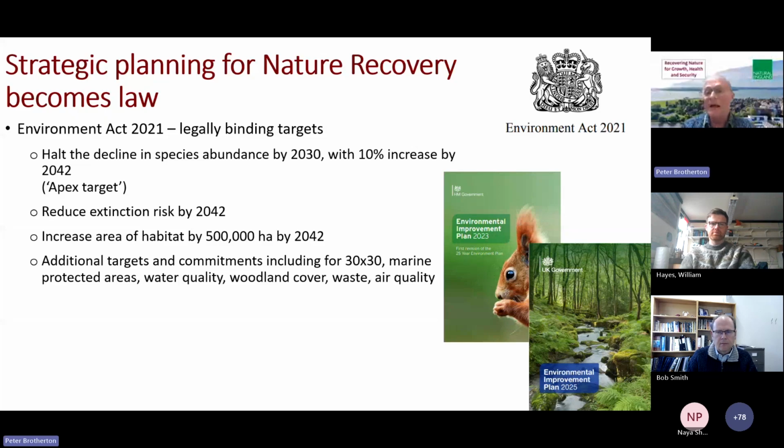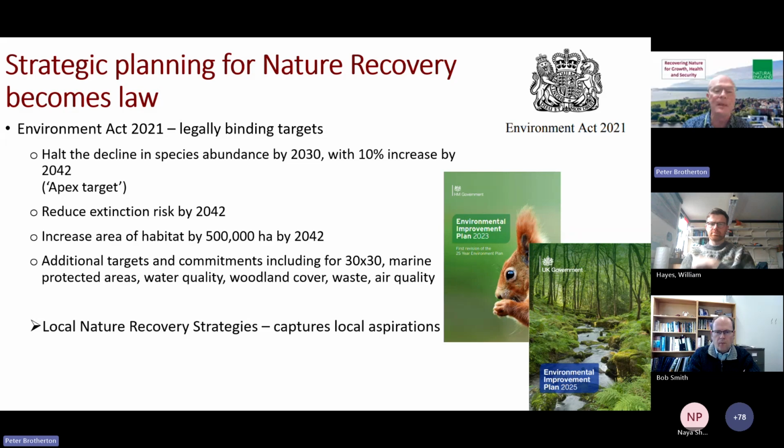More recently, fairly hot on the heels of that, we saw strategic planning finally coming into law with the Environment Act creating legally binding targets for halting the decline of species abundance, reducing extinction risk, increasing area of habitat, alongside a range of other commitments that aren't legally binding, but nonetheless really shape what we're trying to achieve, not least the 30 by 30 criterion. And I'll come back a little to this later on.